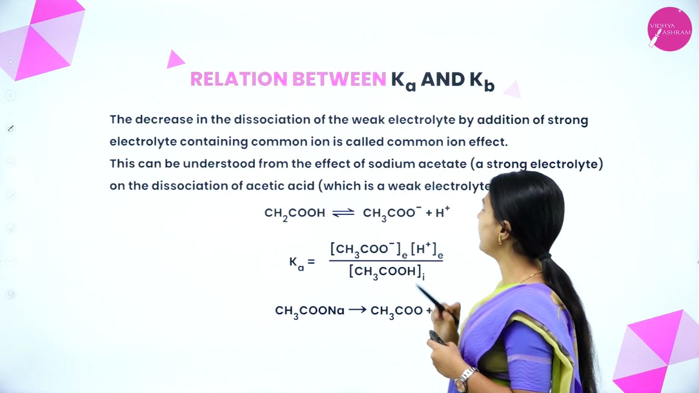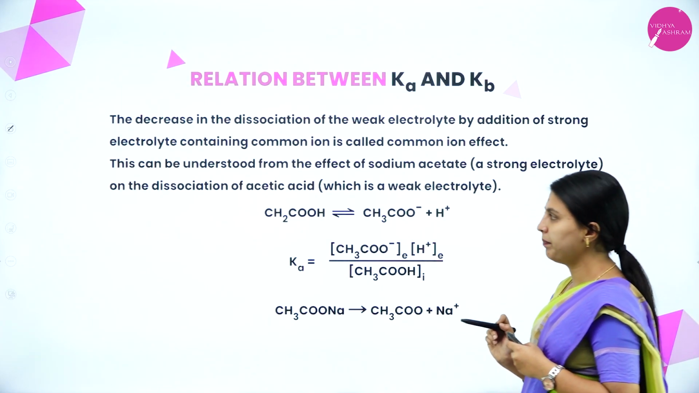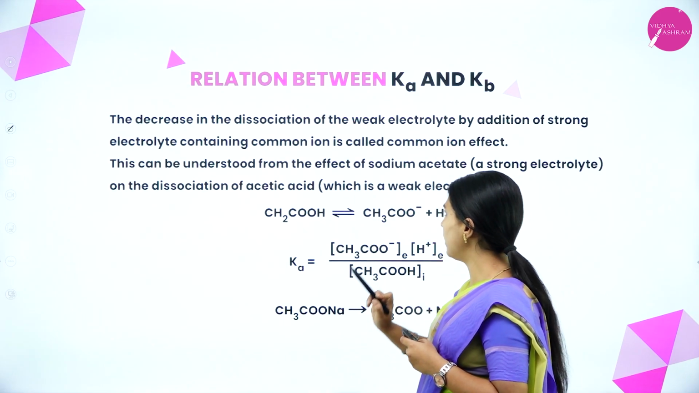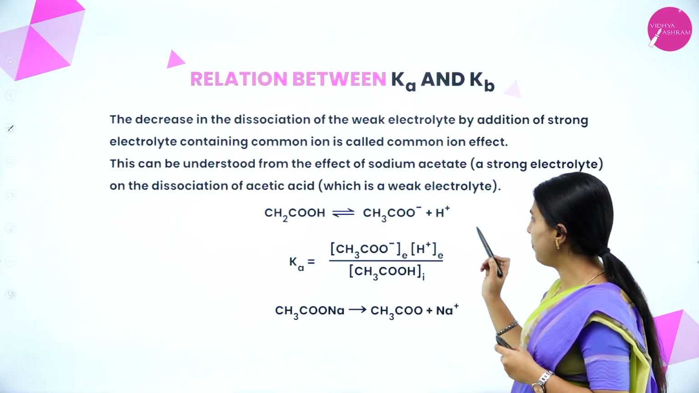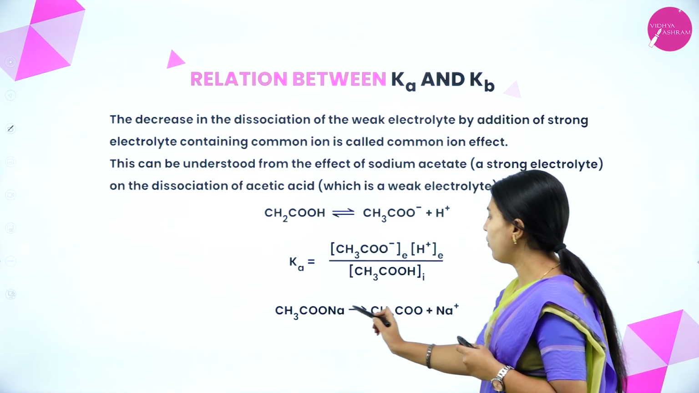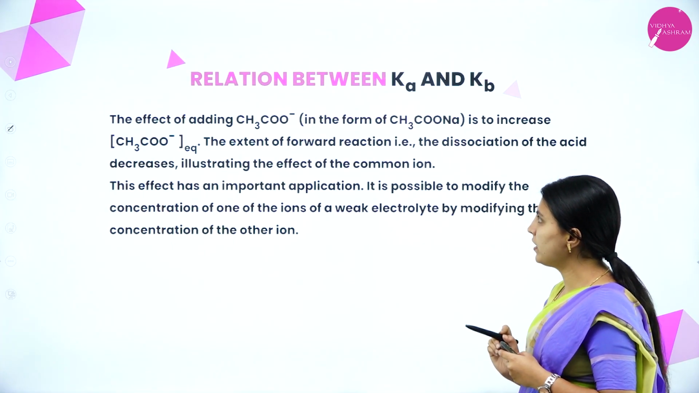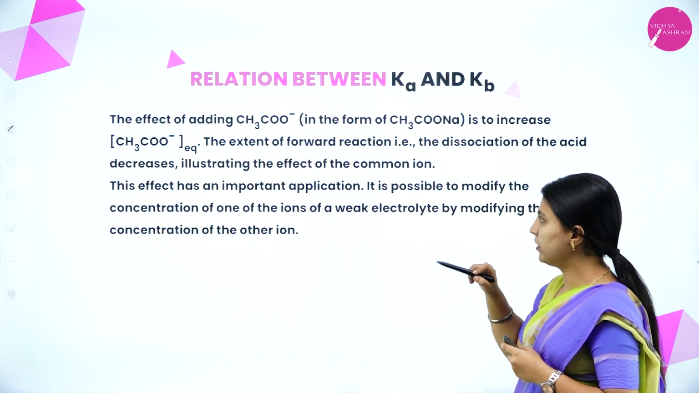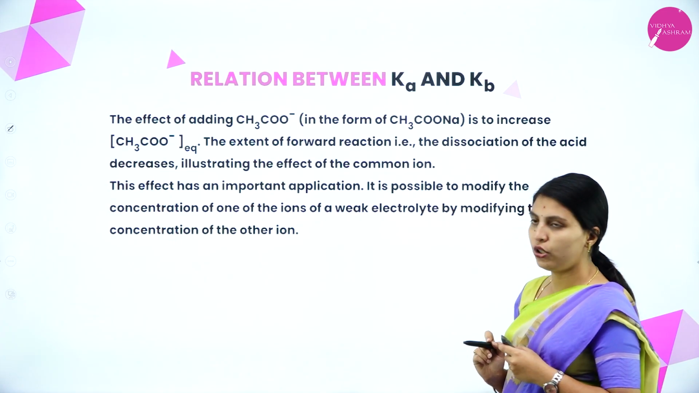The decrease in the dissociation of the weak electrolyte by addition of a strong electrolyte containing a common ion is called the common ion effect. This can be understood from the effect of sodium acetate, a strong electrolyte, on the dissociation of acetic acid, which is a weak electrolyte. CH3COOH gives CH3COO minus plus H plus; this is Ka, the overall equilibrium constant. CH3COONa gives CH3COO minus plus Na plus. The effect of adding CH3COO minus in the form of acetate is to increase CH3COO minus. The extent of forward reaction, that is the dissociation of the acid, decreases, illustrating the effect of the common ion.